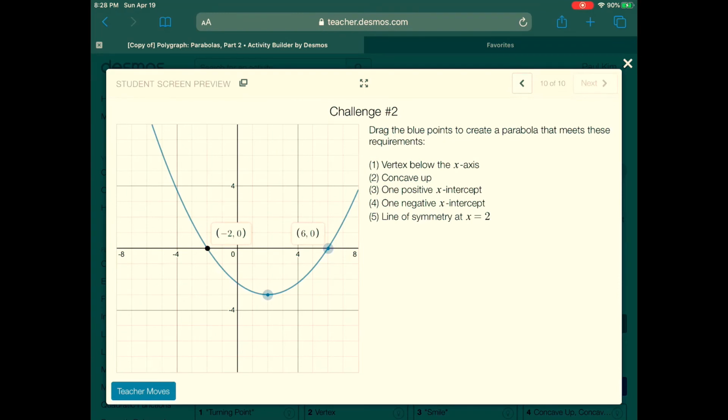an x-coordinate of 2, because that's where your line of symmetry is at, right? The line of symmetry is what cuts the parabola in half, right? The parabola is symmetric about the line of symmetry. So hopefully you're able to do well on challenge 2.